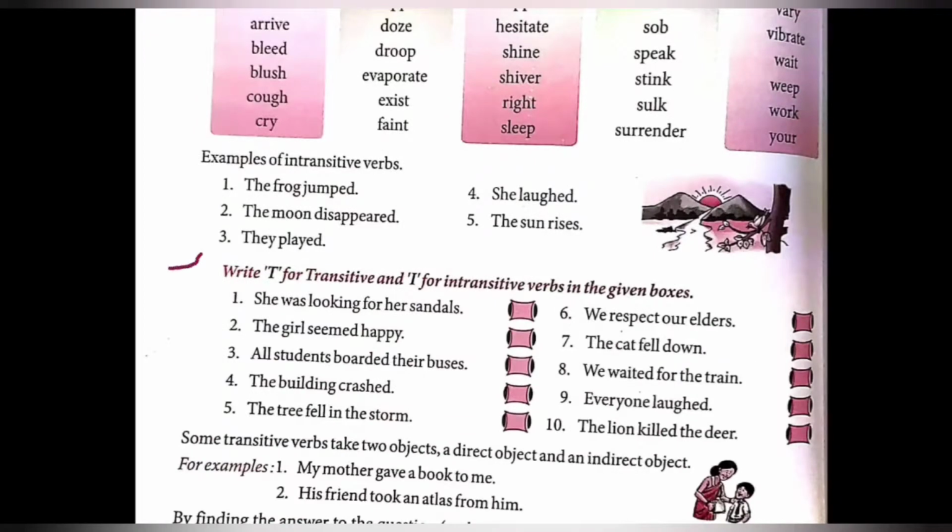Here you have to write T for transitive and I for intransitive. So you have to write I or T for the verbs in the sentences. This is your homework.